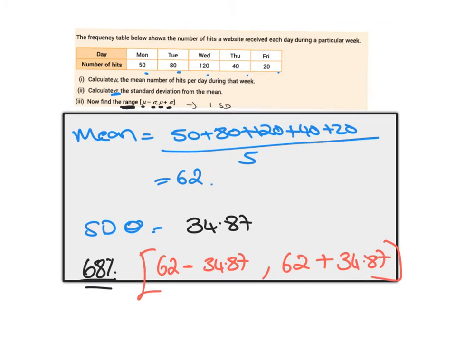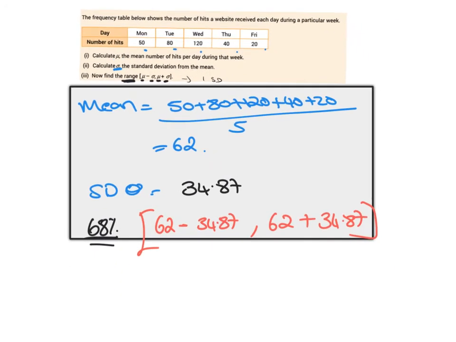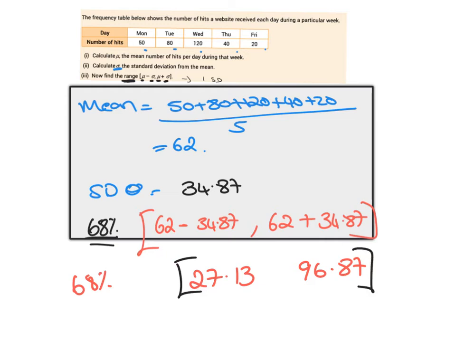So let's get some answers. And so I can say 68% of the people are between 27.13 and 96.87. And when we're given our answers with this, we kind of do our square brackets. Okay.